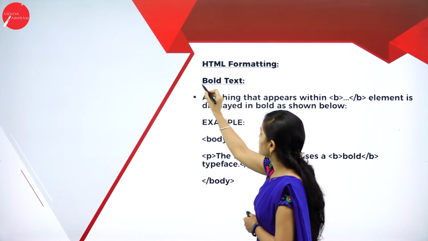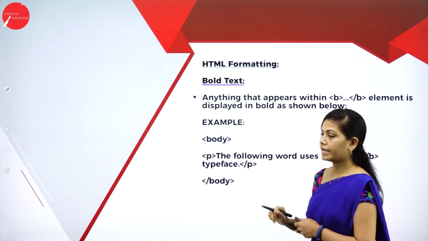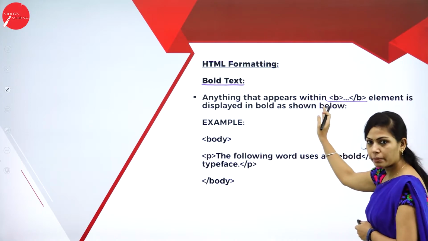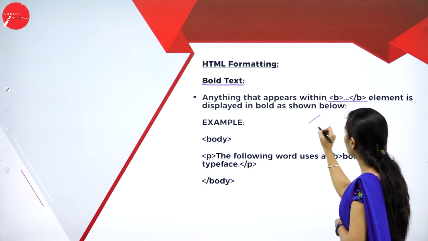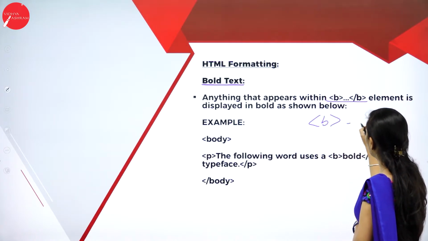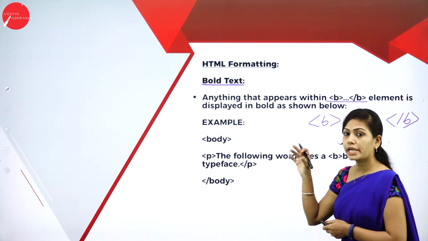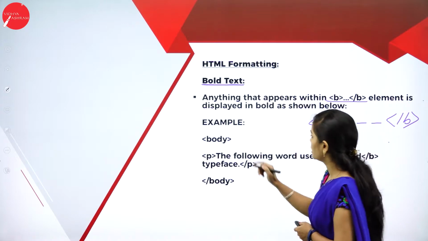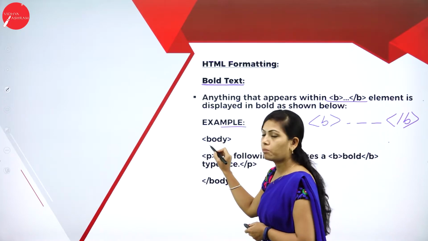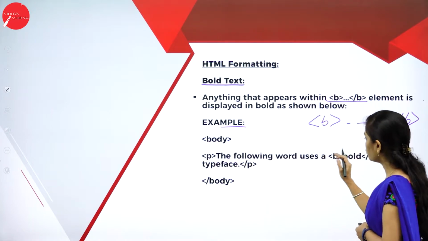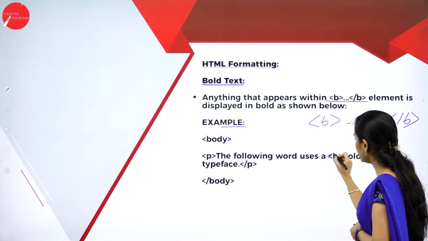So bold text, how to bold the text. Anything that appears within B, open B and close B. Open, bold and close bold. So how to change the text into bold? So example, open body tag. So open P tag, you can write the paragraph here. So before that, I will add B tag here.